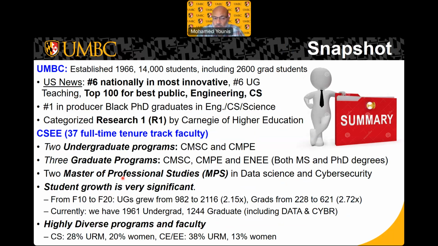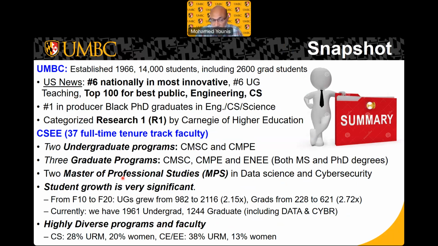There are also two Master of Professional Studies, abbreviated MPS, in data science and cybersecurity, and I suspect some of you also engage. Exactly. The department has been growing significantly over the years. In the 10 years between 2010 and 2020, the number of undergrads more than doubled, and the number of grads almost tripled. And this past academic year, we had almost 2,000 undergrad and over 1,200 graduate students.